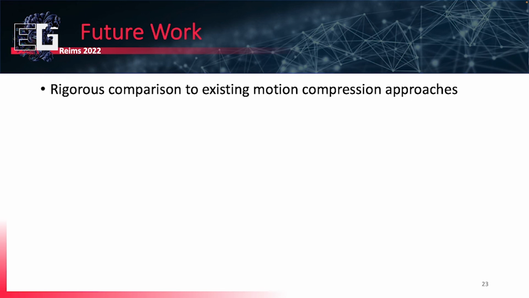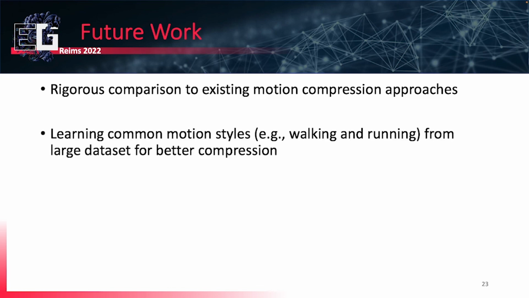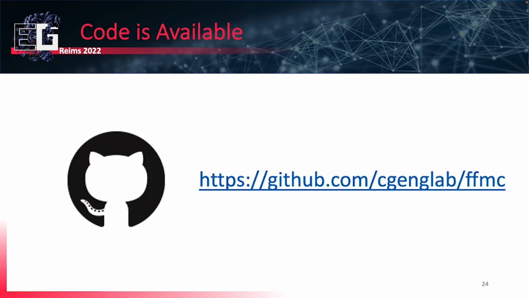Because in this study we compared our methods only with basic baseline methods, our future work includes a more rigorous comparison to other existing compression approaches. Also, learning how to compress common motion styles from a large motion dataset will be an interesting future direction. We release our implementation and the code is available at this GitHub link.